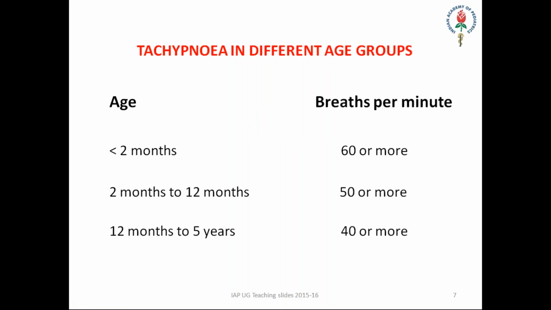So tachypnea in different age groups and breaths per minute. You remember this like 60, 50 and 40. Here it is less than 2 months, 2 months to 1 year, and more than 1 to 5 years. If it is less than 2 months, a rate of 60 or more, you call it respiratory distress. 50 or more, 2 months to 12 months, you call it respiratory distress, and 40 or more, 1 year to 5 years.